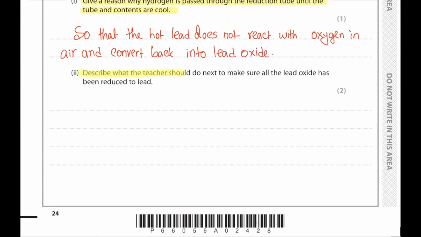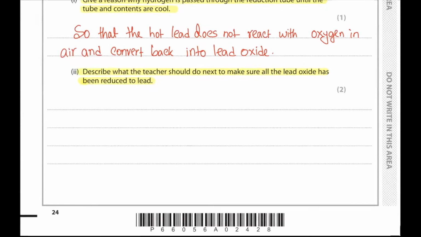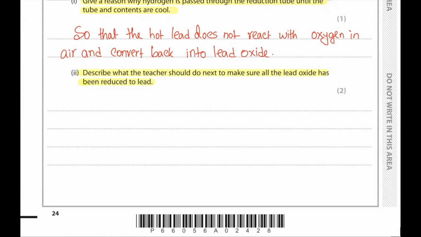Describe what the teacher should do next to make sure all the lead oxide has been reduced to lead. So the teacher can basically repeat the heating process until the mass of the lead remains constant. It doesn't change, which will indicate that there is no more oxygen present.